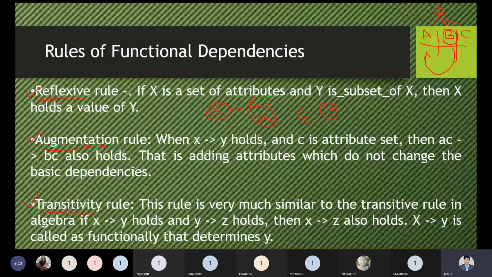Reflexive rule means we're talking about a set of attributes, and from such attributes, there is one attribute that could be A1 or A2. Suppose A1 or A2 is an attribute which belongs to Y, and Y is a subset of X. So we can say X will keep the information of Y.